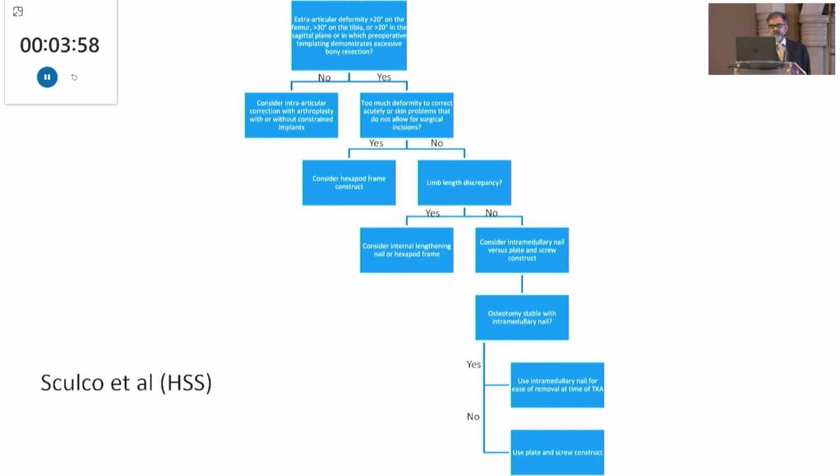Now, the acceptable limit from this study was 30 degrees of angular deformity in the tibia, and 20 degrees in the femur. Angular deformity, whether it's in the sagittal plane or the coronal plane. If we have a triplanar deformity, which means there is a rotational deformity as well, then we cannot follow this algorithm. So there are some caveats.